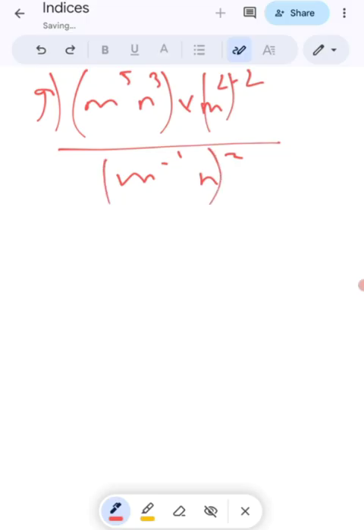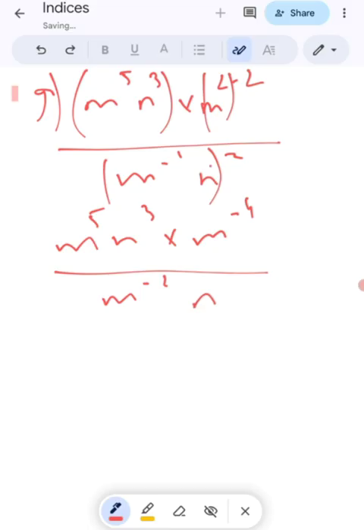So m^5 was there and n^3 was there, multiplied by minus 2 into 2 means m raised to the power minus 4. Agreed? Upon 2 into minus 1 means a minus 2, right? And n, 2 into 1 means a 2. When there is no power, it's a 1. So 2 ones are 2. That's why I kept it here.